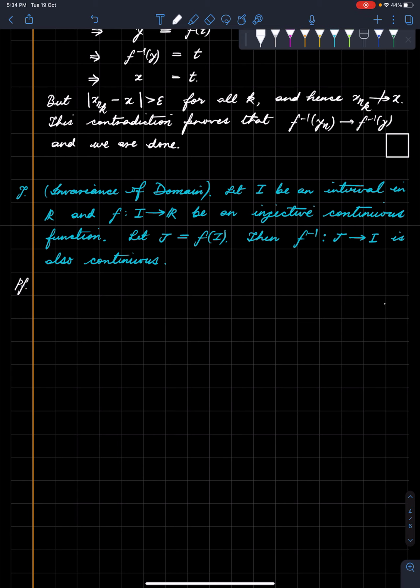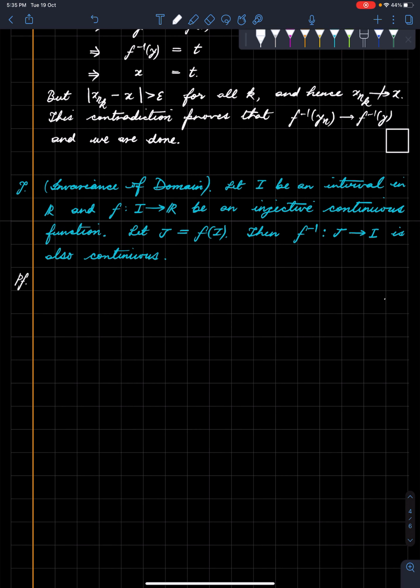So I will not write all the details. I will argue via picture, but first we note a few things. First, we note that J is an interval by the intermediate value theorem. The continuous image of an interval is an interval. This is one of the statements of the intermediate value theorem, as we discussed.